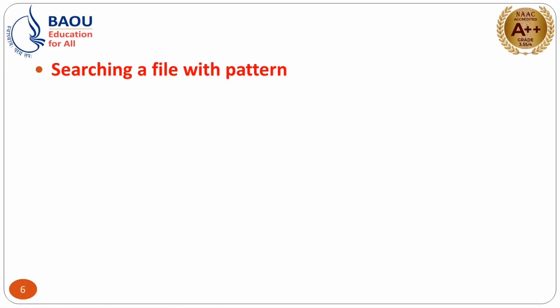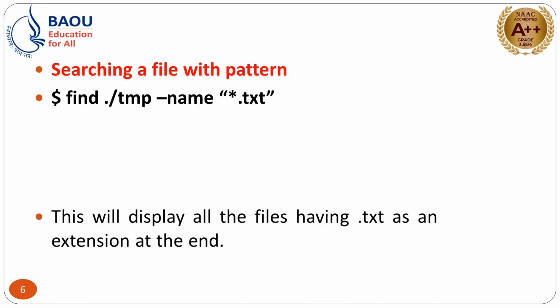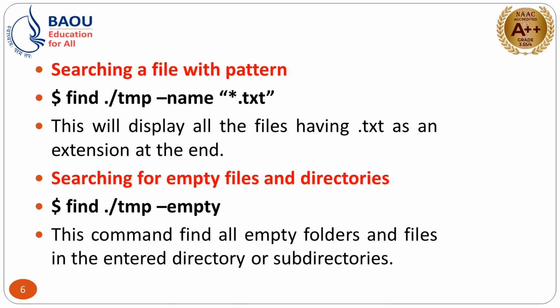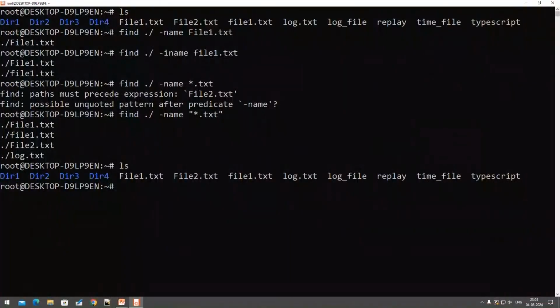Then after, we have already discussed pattern wise searching. If you want to search all the files with extension .txt, you can provide this wildcard character asterisk. Then after, if you want to search for empty files or empty directories, in that case you use the option empty. Now we will see here.